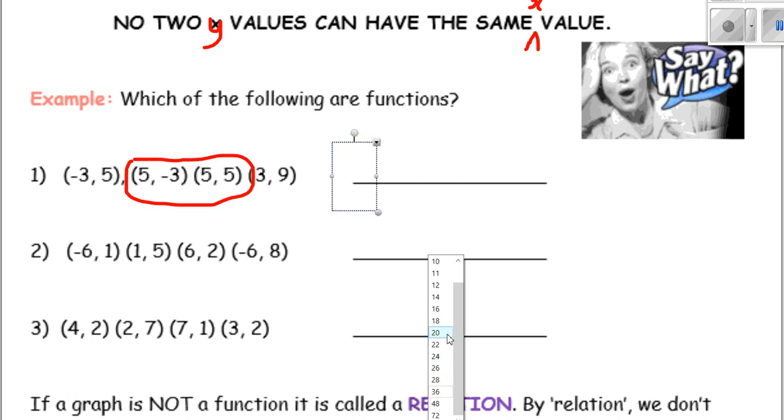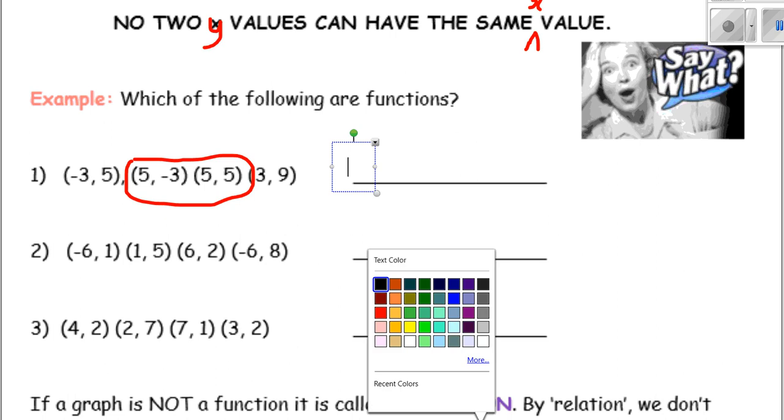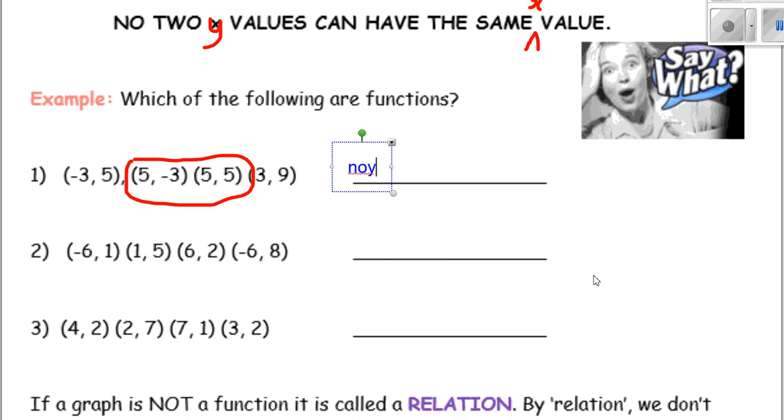Not a function. So you might want to add that two y values share the same x value in this example. Feel free to add that extra note in there, and it's all because of what's happened here.